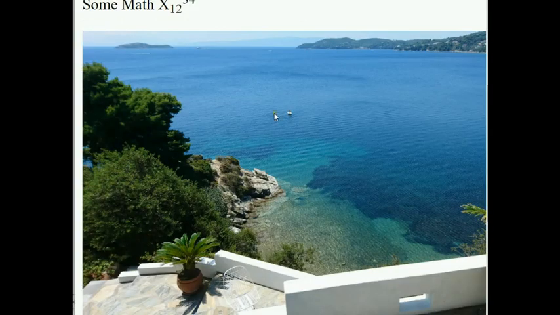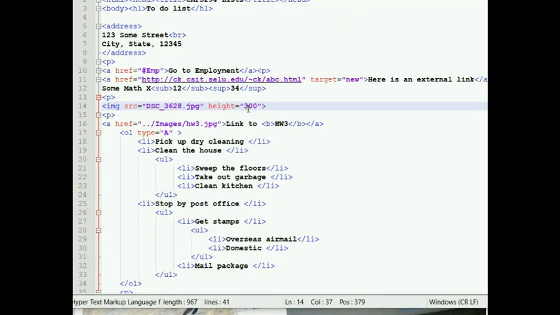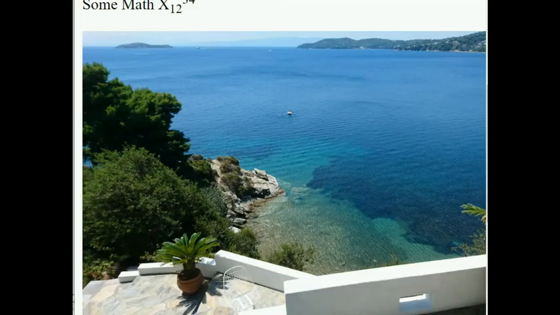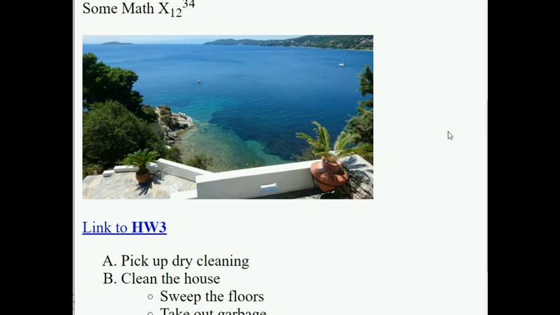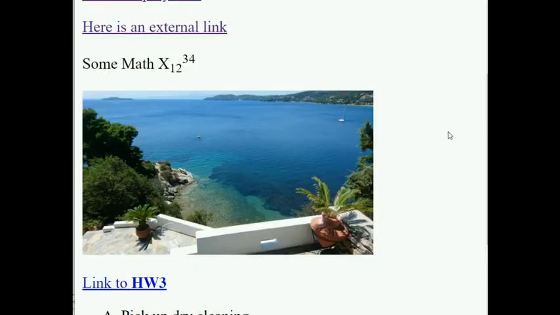So I can go and make it smaller, or just specify that the width is 300, then go back to my file, reload, and now you see the picture is resized to fit a 300 pixel width and is proportionally resized.